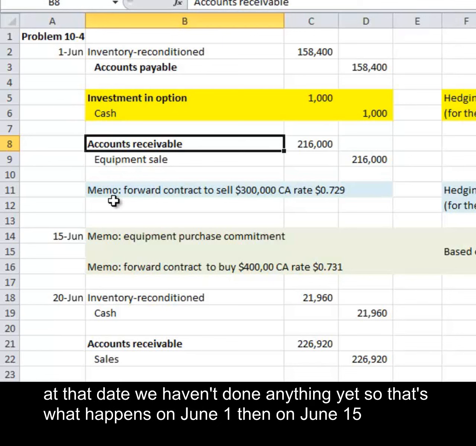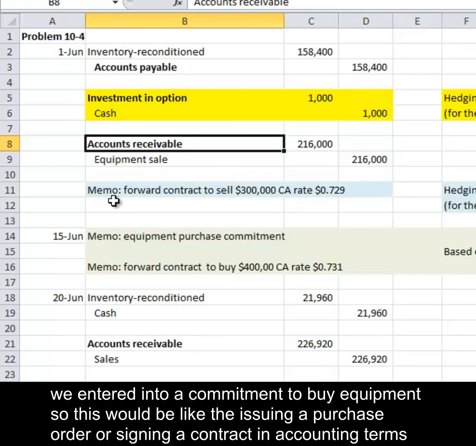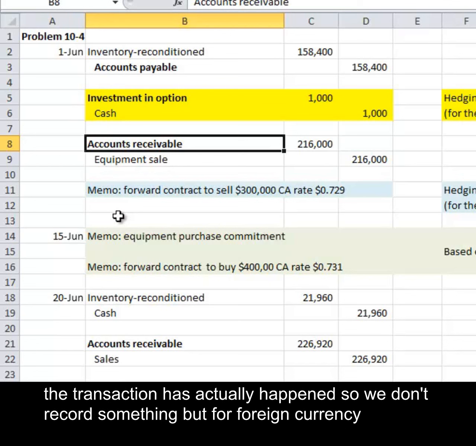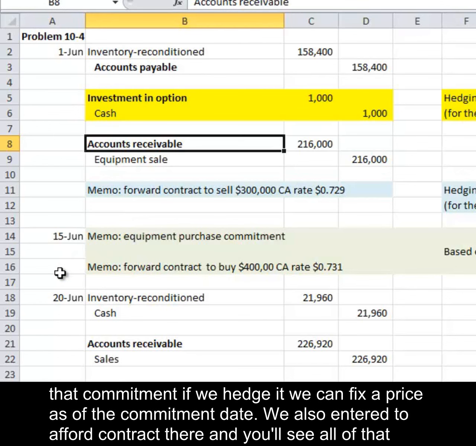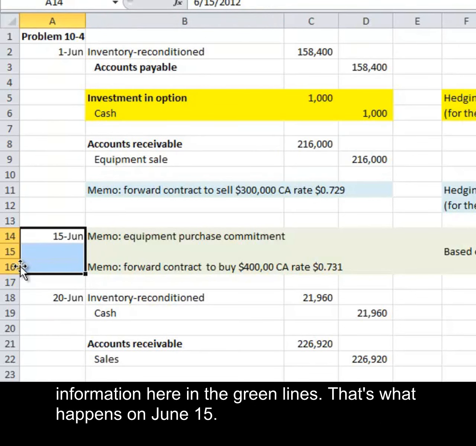Then on June 15th, we entered into a commitment to buy equipment. So this would be like issuing a purchase order or signing a contract. In accounting terms, the transaction hasn't actually happened, so we don't record something. But for foreign currency, that commitment, if we hedge it, we can fix a price as of the commitment date. So we also entered into a forward contract there, and you'll see all of that information here in the green lines. That's what happens on June 15th.